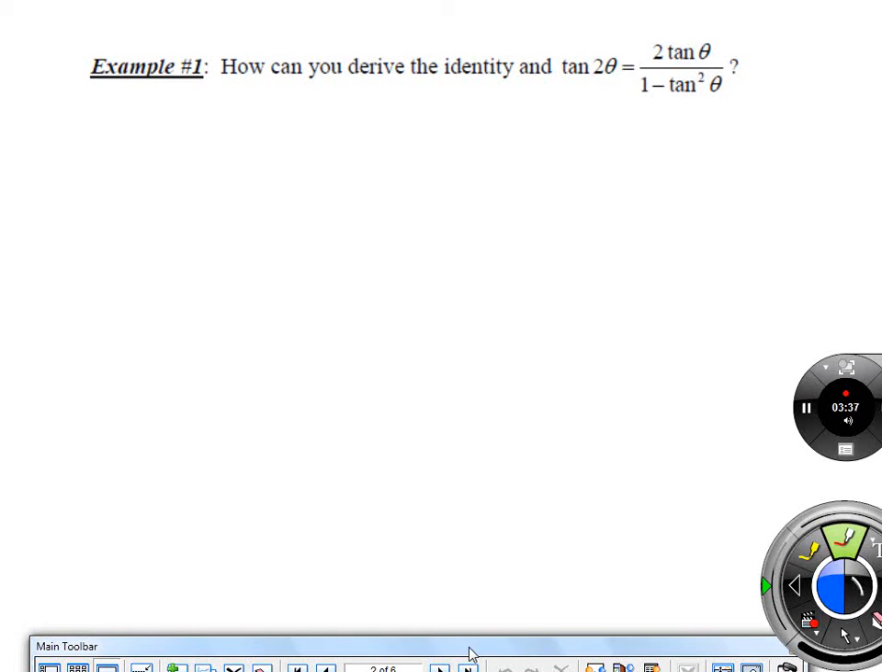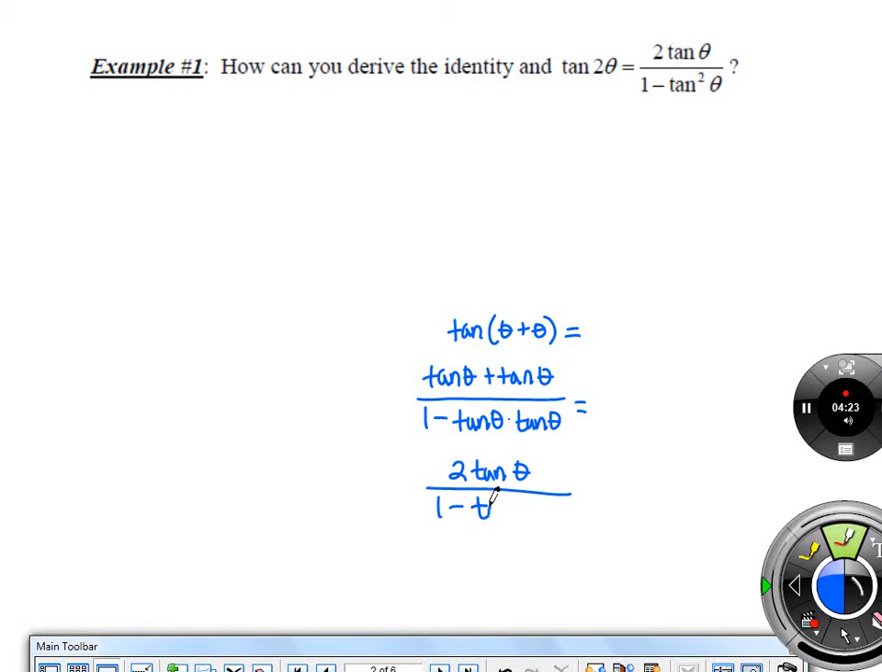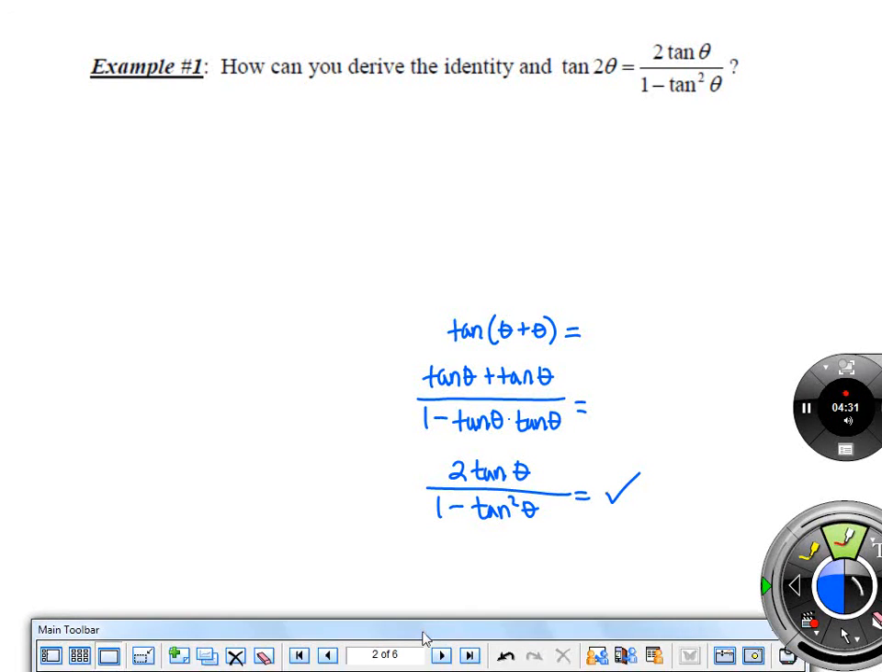For example 1, to prove this identity, I'm going to go ahead and do this. So we're going to prove, I guess, why one of them works, the tangent identity. I'm going to start on the left side, and where it says tangent of 2 theta, that would be the same as tangent of theta plus theta. Okay. Now I can use the sum formula that was in our previous notes, and that would mean that this is tangent of theta plus tangent of theta over 1 minus tangent theta times tangent theta. And if I simplify that, that's 2 tangent thetas in the numerator over 1 minus tangent squared theta in the denominator. So that equals what's on the other side and proves using one of our previous identities that this is true.